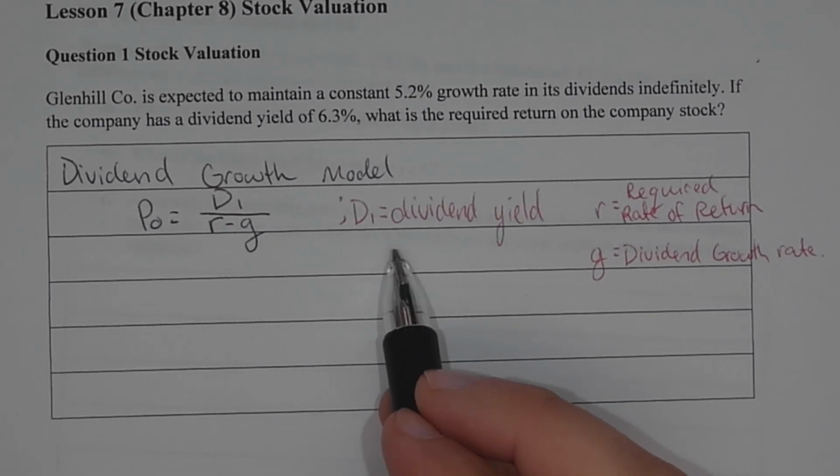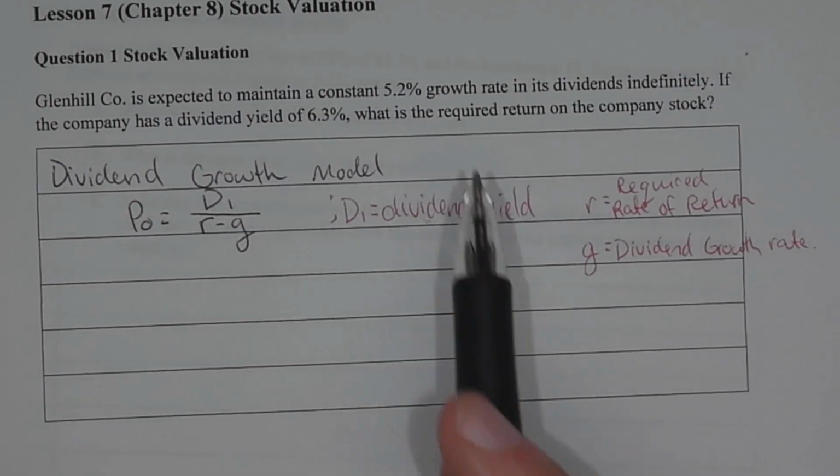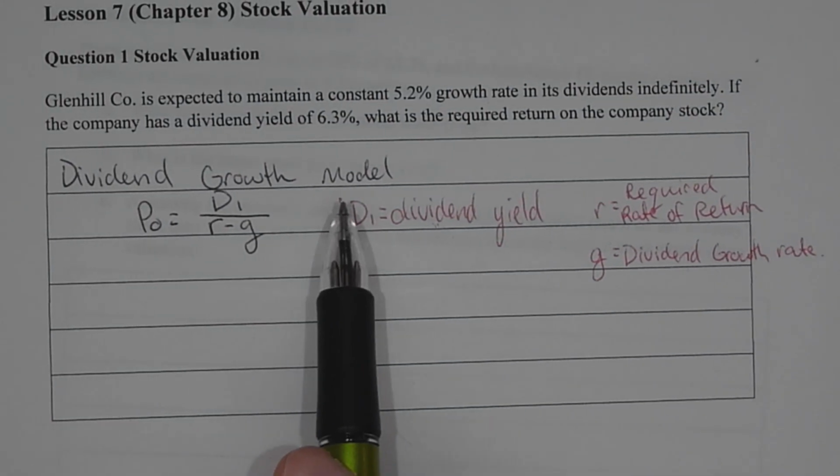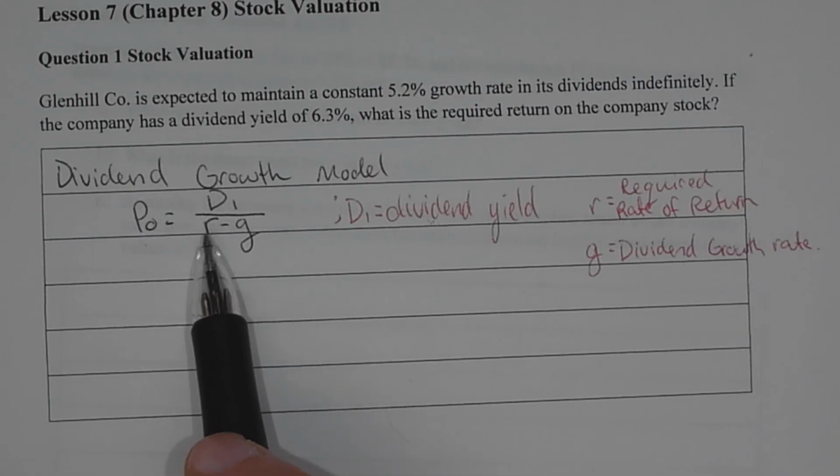So what do we know? We know our dividend yield is 6.3%. We know that our growth rate is 5.2. What we don't know is our P0, and we don't know our required rate of return. We're trying to determine our required rate of return.